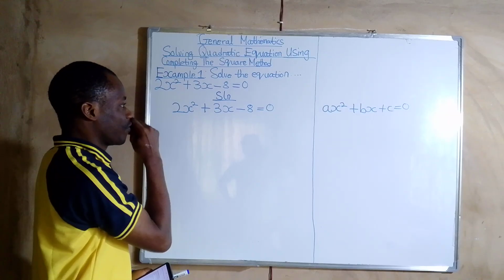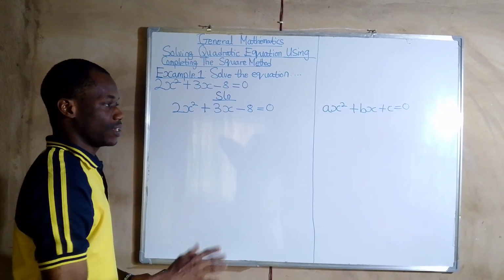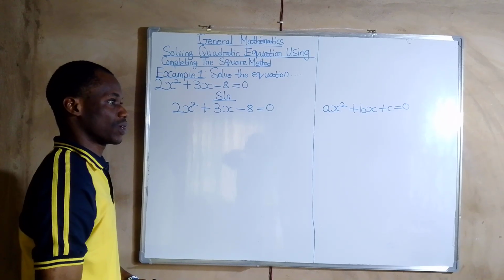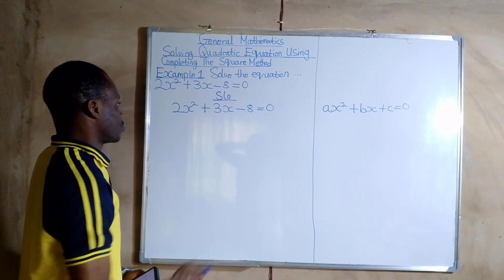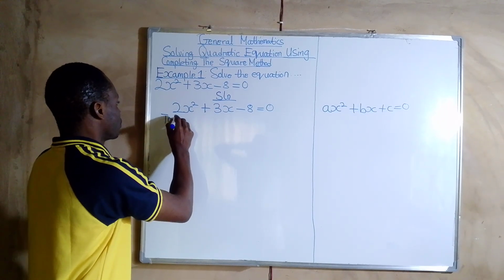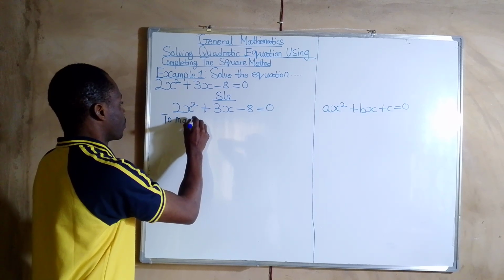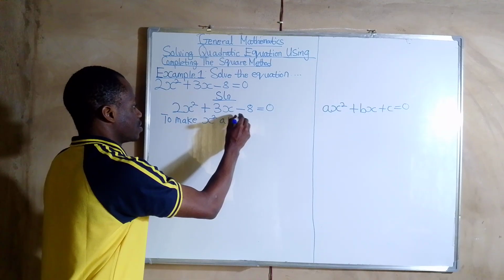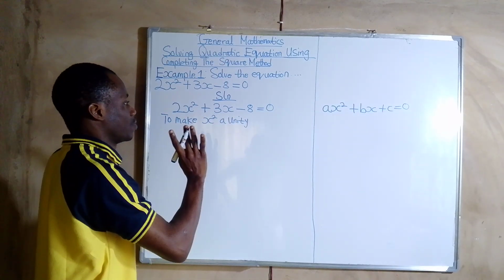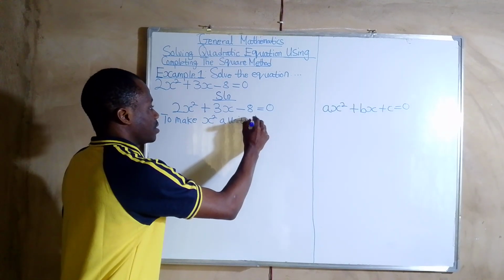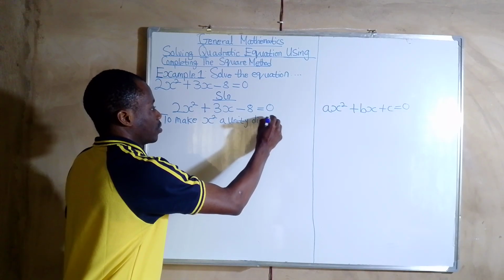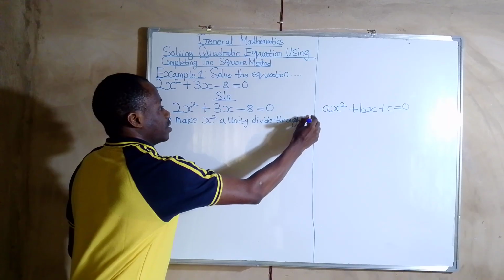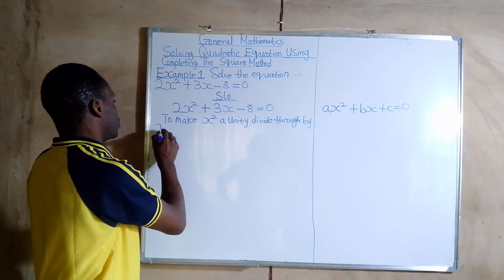2. So the first thing we will do is to divide through to make x squared a unity. To make x squared a unity, the unity means to be on its own only. Divide through by 2.